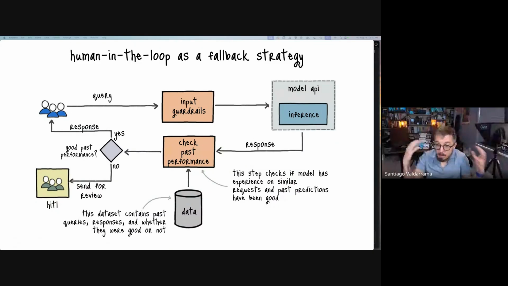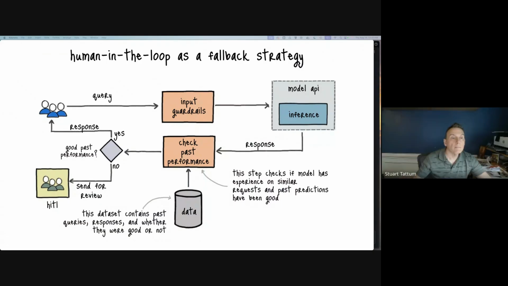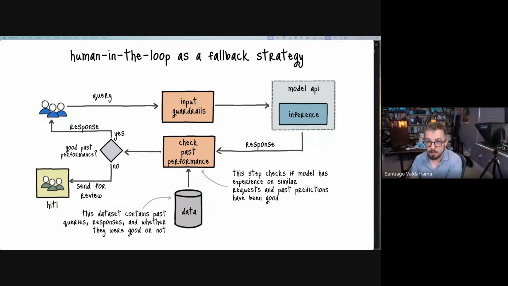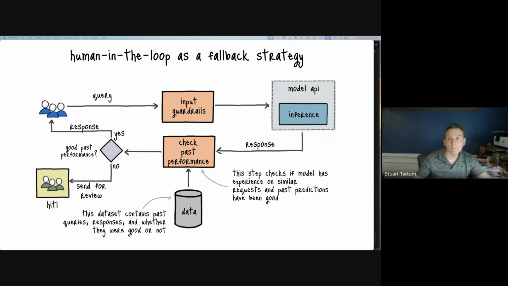Yeah, if the model has never seen a picture like that before, something similar, why would I trust the model? I shouldn't. So that's one criteria. I'm going to say, if you have not seen a picture like this before, let's send it to the human. Okay? I'm not going to send the final prediction to the user.